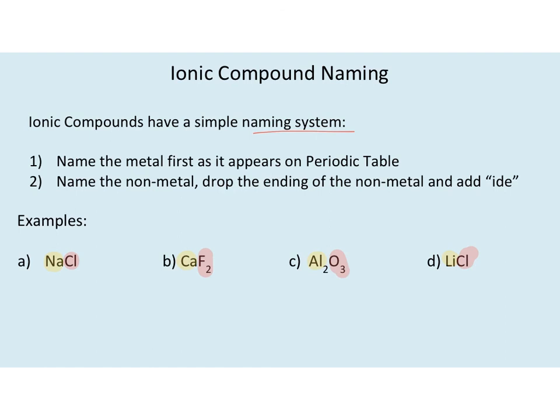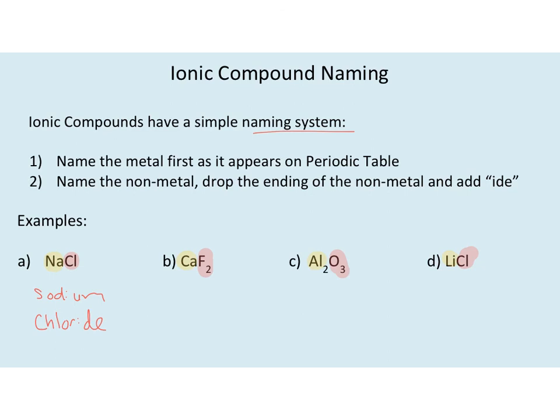Because you had to use the crisscross rule, the nice thing is you never have to worry about any of these numbers. You just write out the name, just like I have here. So you name the metal first as it appears on the periodic table. So this is sodium. Then you name the nonmetal, dropping the ending of the nonmetal and adding "ide." So instead of chlorine, it's going to be chloride. So this would be sodium chloride. You'd almost do this naturally. Most people wouldn't just name it as sodium chlorine because it sounds weird. You just automatically start switching it.